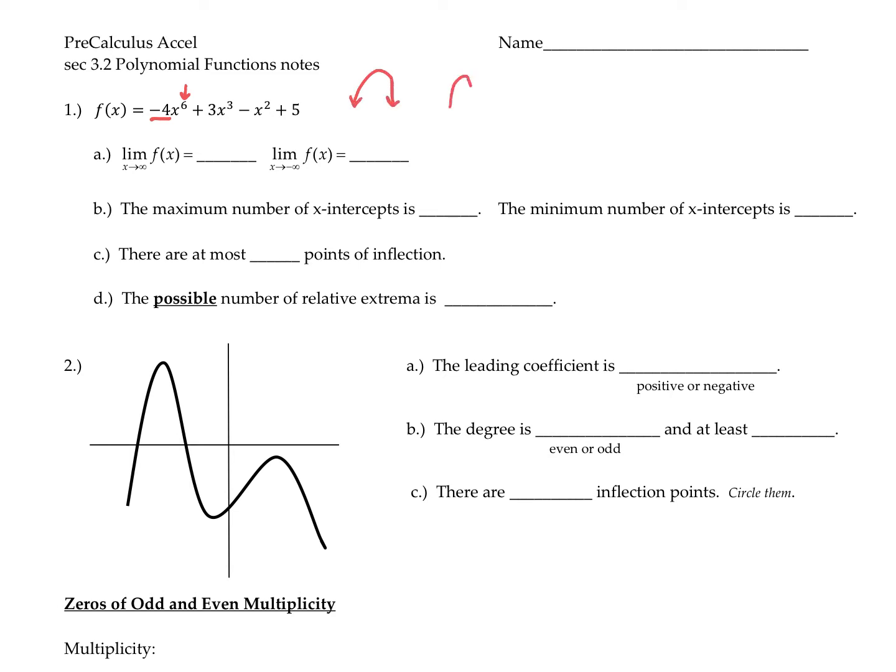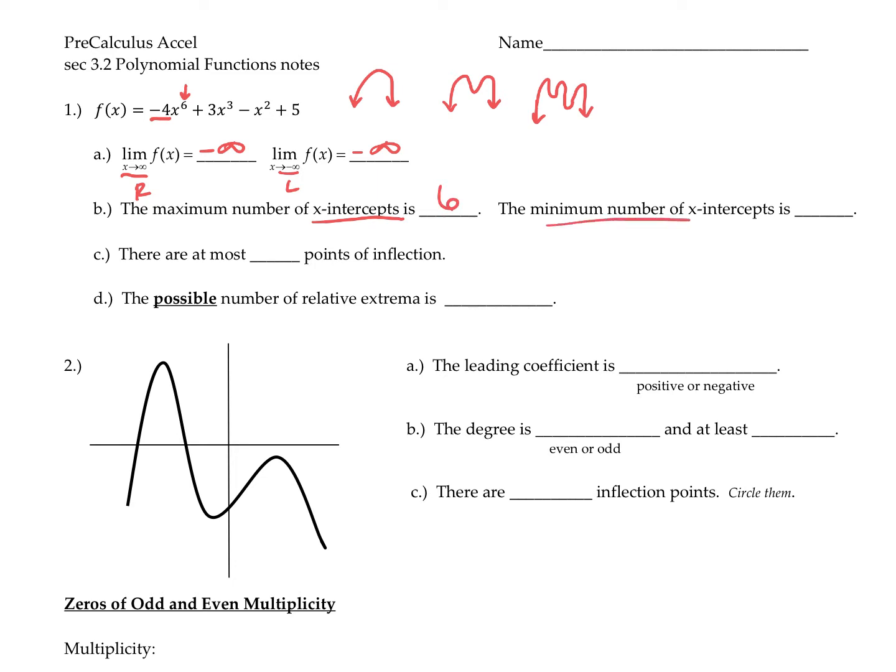Or it could be like this, could be like that. But again, both ends are going to point down. So in terms of my limit, as x goes to the right, it's going to go towards negative infinity, and as it goes to the left, it's also going to go towards negative infinity. The maximum number of x-intercepts is the same as the degree, so it'd be 6.